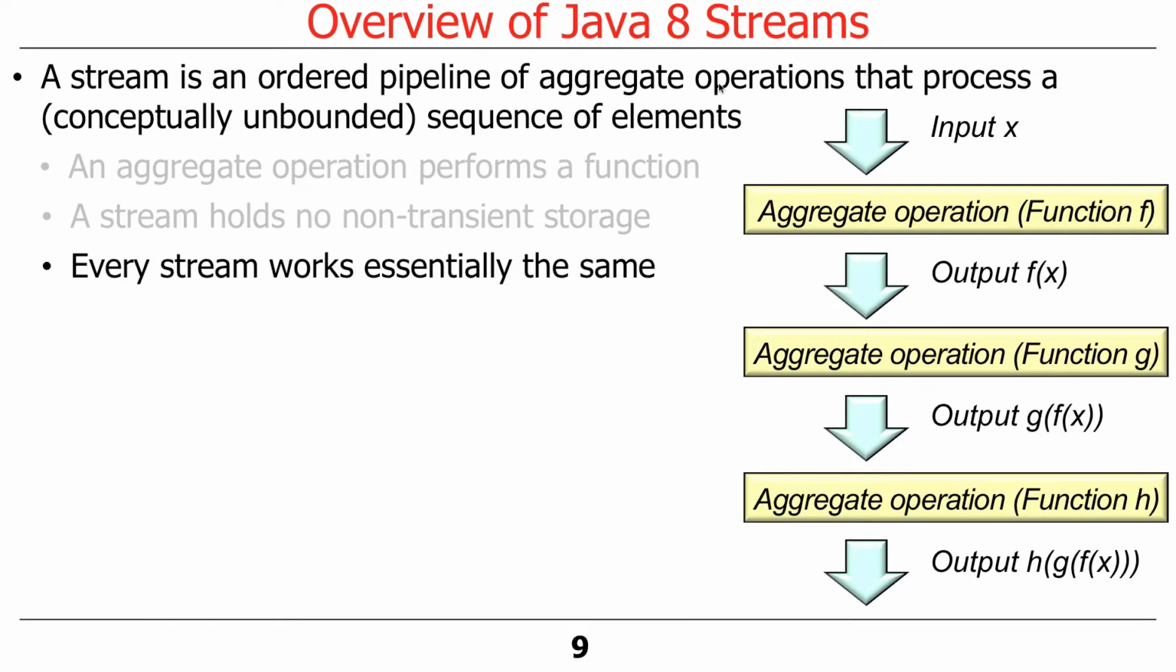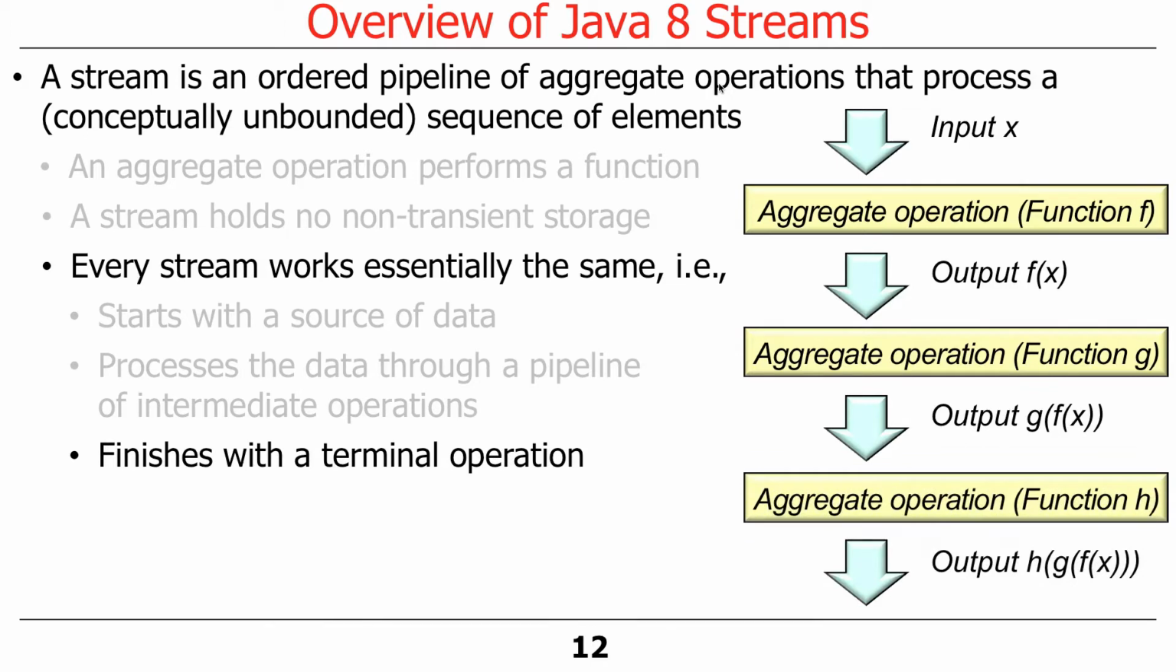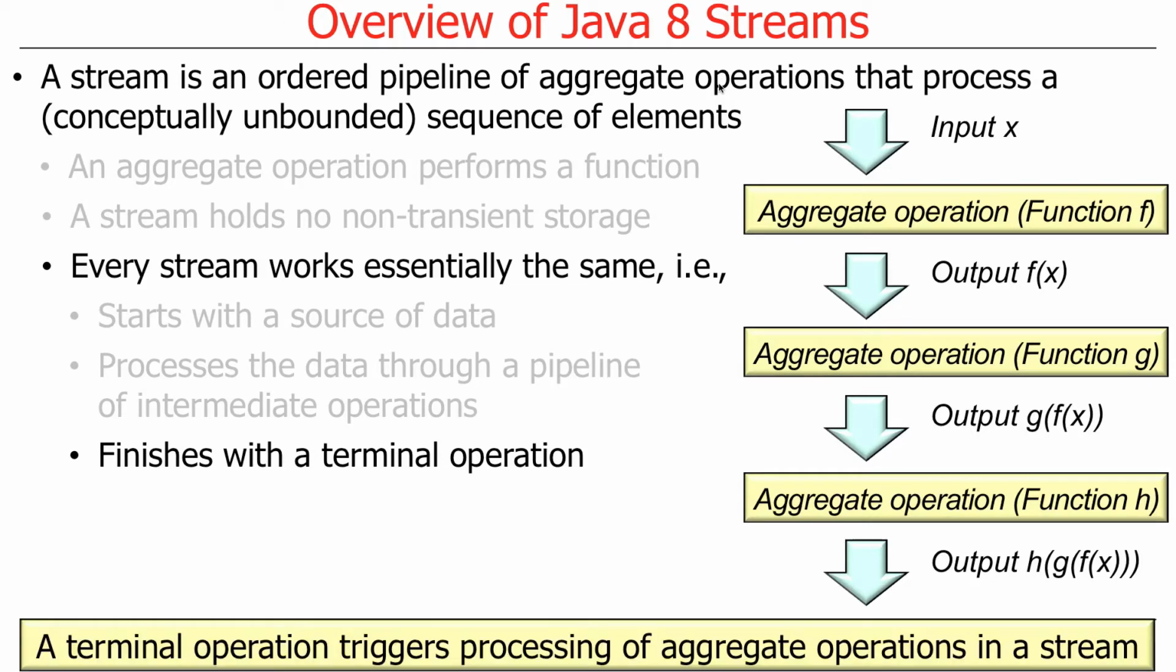Every stream works in essentially the same way. It starts with a source of data, which is the input. It processes the data through a pipeline of these intermediate operations, which are these aggregate functions. And it finishes up with something called a terminal operation. There are some really interesting subtleties to the difference between an intermediate operation and a terminal operation, as we'll see shortly. The terminal operation, and there can only be one terminal operation, triggers the processing of all the other aggregate operations in a stream, including itself. So in other words, no work gets done until the terminal operation is called, and then all the intermediate operations get run. The reason for doing this is it allows certain kinds of cool optimizations, as we'll see later.